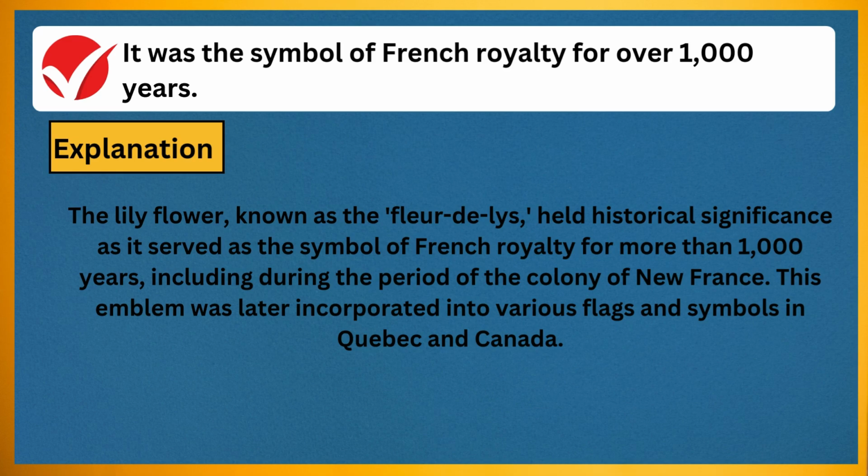The correct answer is, it was the symbol of French royalty for over 1,000 years. Explanation: the lily flower, known as the fleur de lis, held historical significance as it served as the symbol of French royalty for more than 1,000 years, including during the period of the colony of New France. This emblem was later incorporated into various flags and symbols in Quebec and Canada.